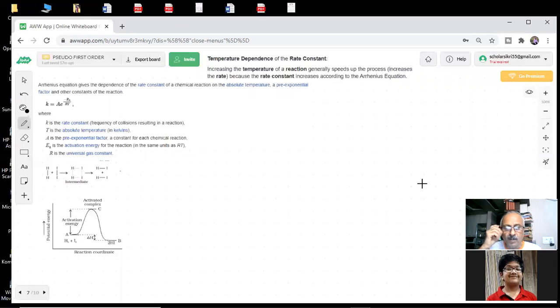Very important questions. We already know that you have some idea about these, which we discussed in the last class. And in today's lecture, we have a very important thing which we are talking about. What is that? As you can see the heading, temperature dependence of the rate constant.